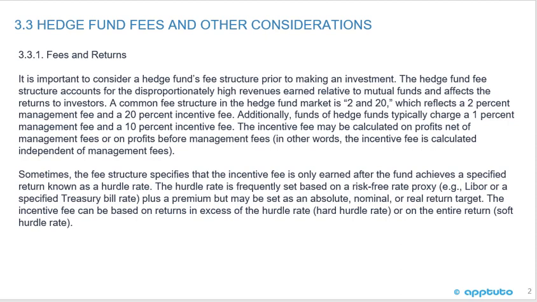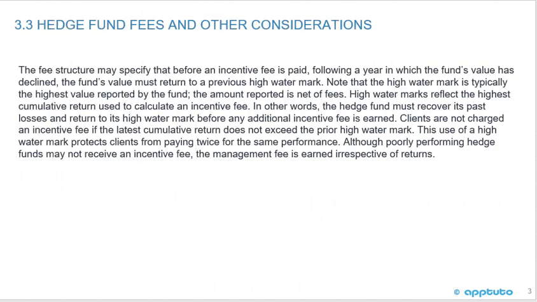The incentive fee can be based on returns in excess of the hurdle rate, a hard hurdle rate, or on the entire return, a soft hurdle rate. Continuing with the fee structure, it may specify that before an incentive fee is paid, following a year in which the fund's value has declined, the fund value must return to a previous high water mark. Note that the high water mark is typically the highest value reported by the fund. The amount reported is net of fees.